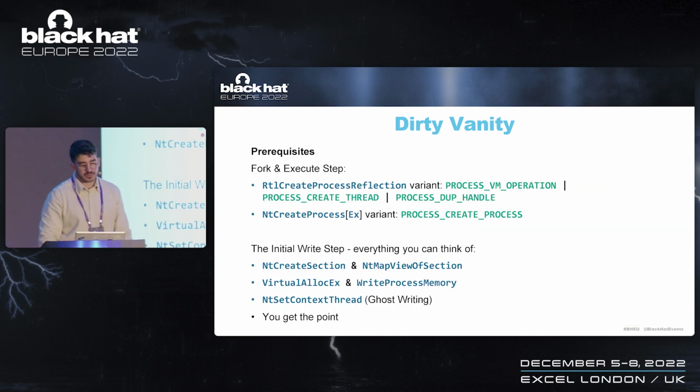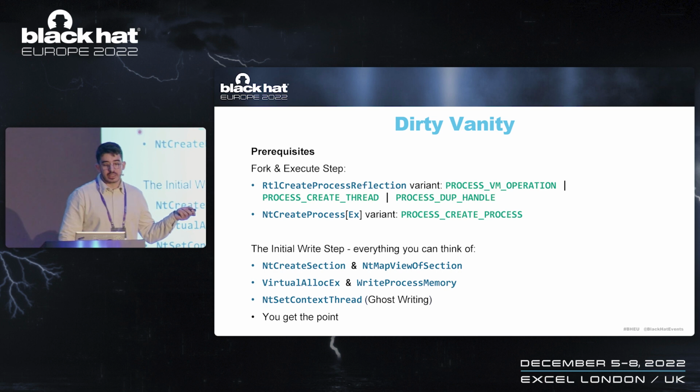Some prerequisites. For the fork and execute step, for the RtlCreateProcessReflection variant, I'm going to need PROCESS_VM_OPERATION, PROCESS_CREATE_THREAD, and PROCESS_DUP_HANDLE. And for the NtCreateProcess and NtCreateProcessEx variant, I need only PROCESS_CREATE_PROCESS permission. And for the initial write step, it can be anything that you can think of. I'm using write and allocate for simplicity, but it can be section creation and mapping, setting thread context to do ghost writing, or anything else exotic that you find. The writing attempts will get cloned to the newly created child.